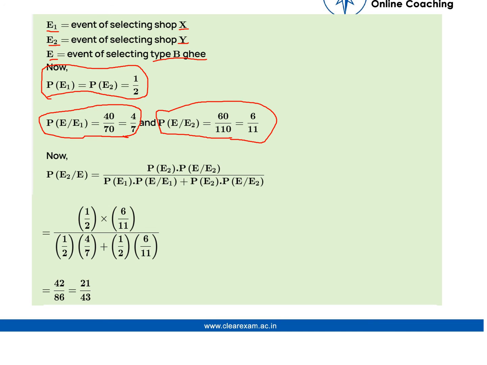So the probability that shop Y is selected when type B is found can be calculated using this formula. So after putting the values, the answer comes out to be 21 by 40.